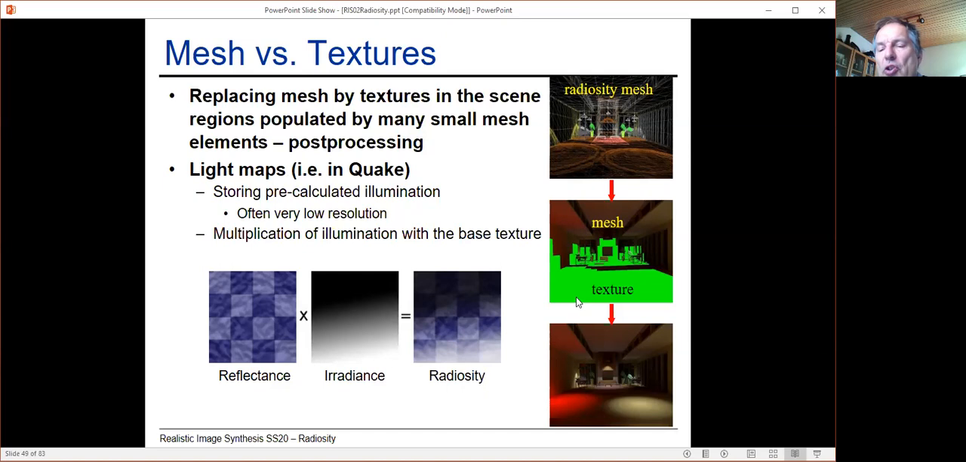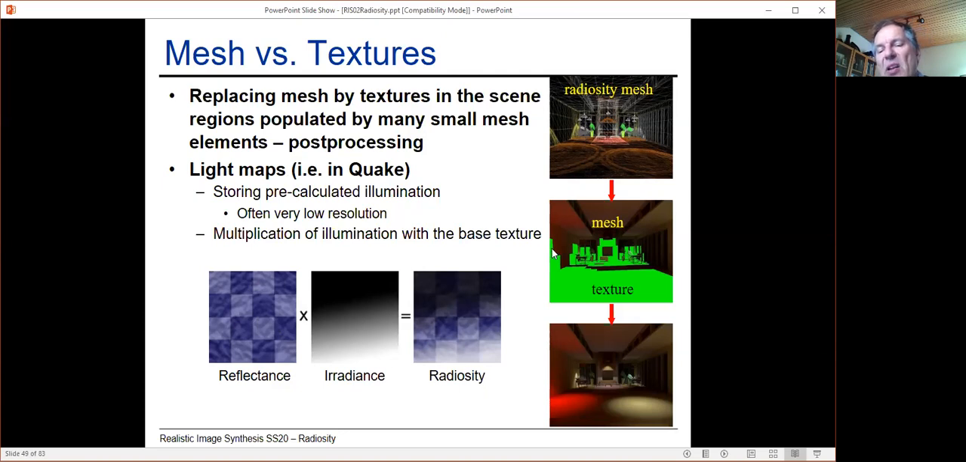But another approach, which would be used maybe in gaming, would be: why would I care to subdivide the mesh so finely here? I will just reproduce radiosity lighting by texture. This is equivalent to pre-baking light into texture. This would be called light maps. We have a traditional texture that describes reflectance, and we have typically an 8-bit, single channel texture to describe just irradiance, yes? And then you multiply this information, and then you get radiosity.